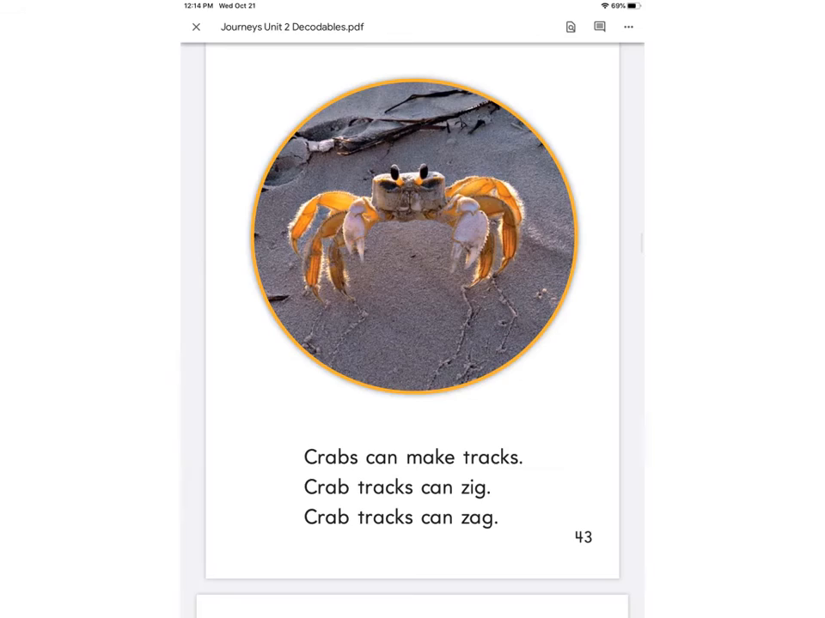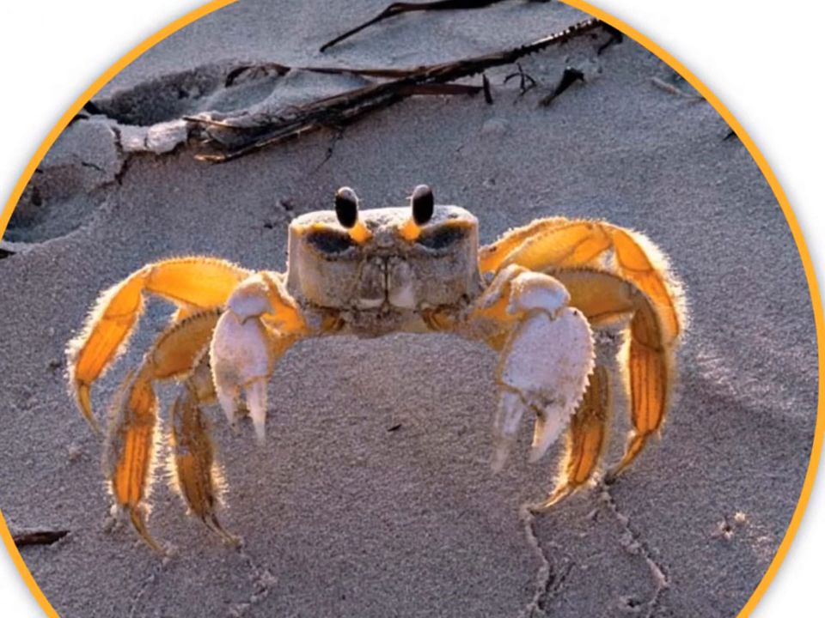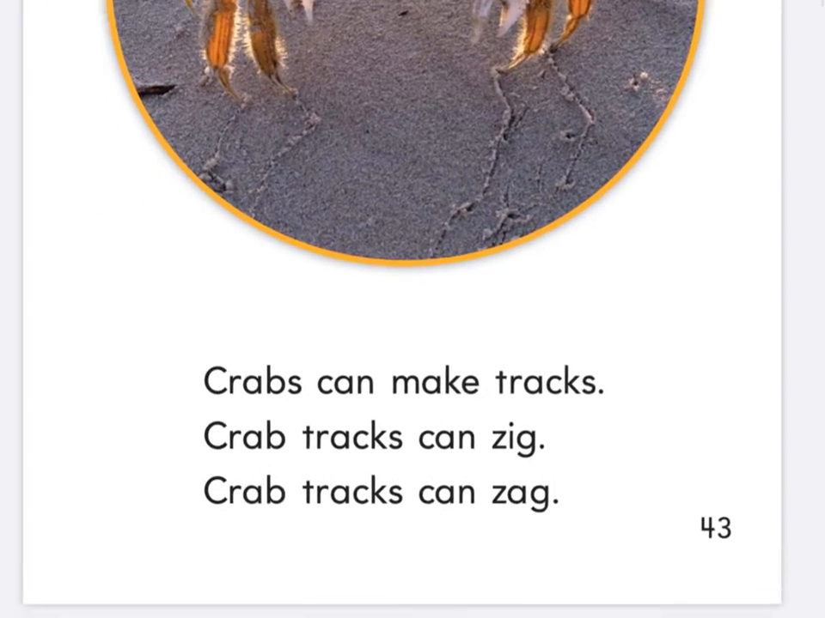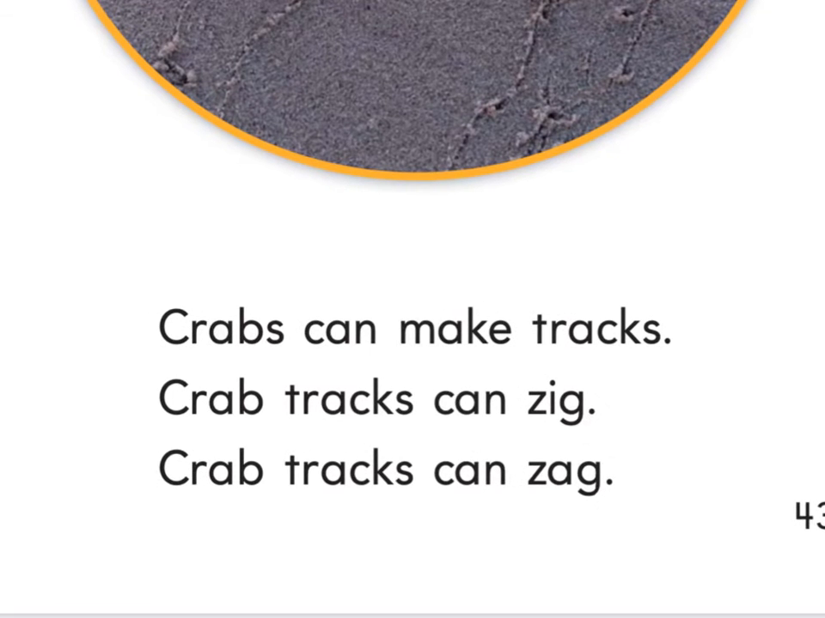All right, next page. Those crabs. That is a funny looking crab, isn't it? Oh my. And the hair. Hey, it's not even scary. All right. Highlighter's ready. Tell me what to highlight. Oh, can 3 times. And I think that's it.